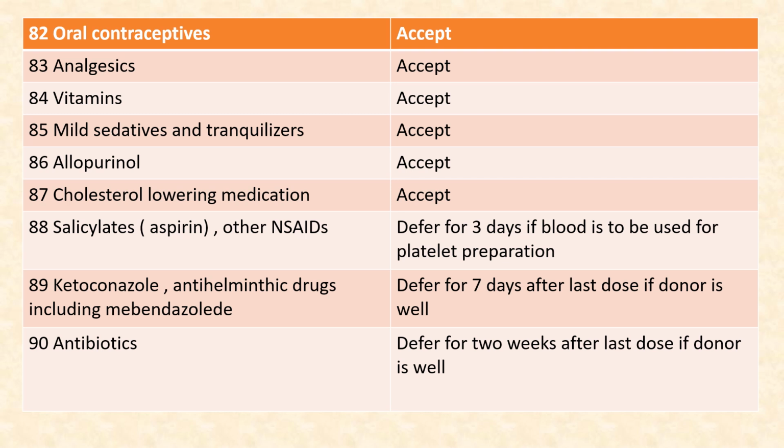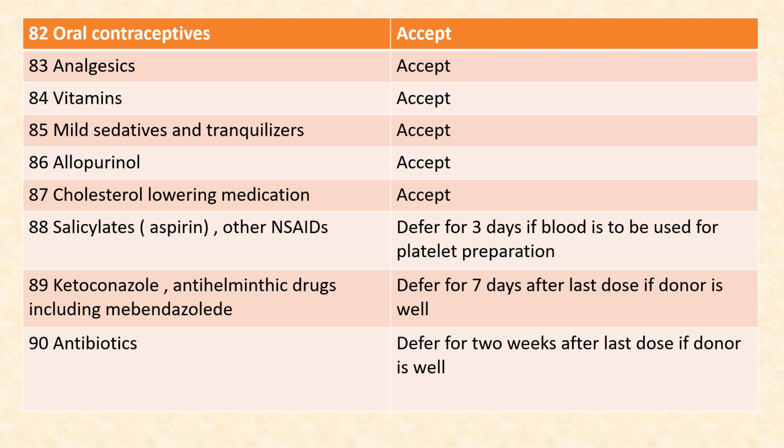If the donor is on oral contraceptives, you can accept that donor. If the donor is taking analgesics, vitamins, or has taken a mild sedative, or is on allopurinol or cholesterol-lowering medication, you can accept that donor. For donors on antiplatelet drugs like aspirin or NSAIDs, defer that donor for 3 days if the blood is to be used for platelet preparation.